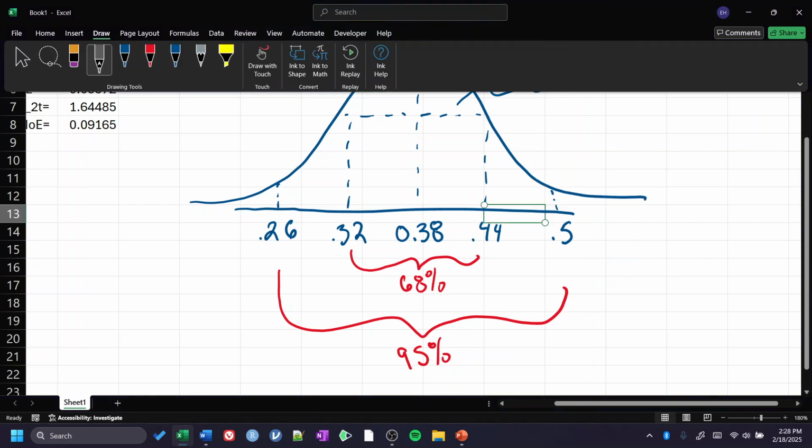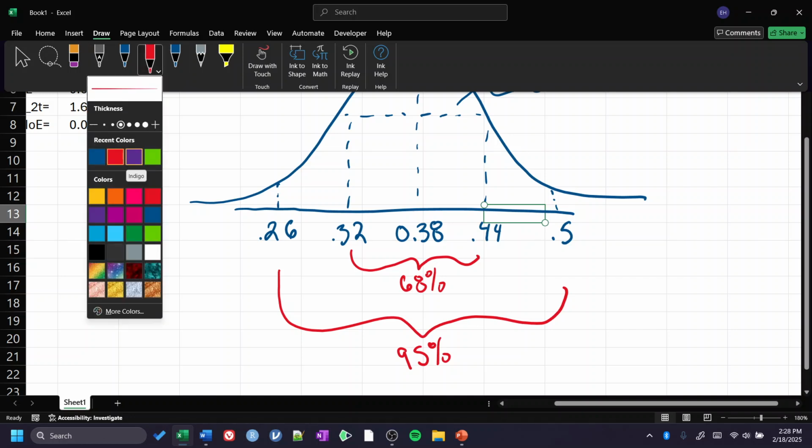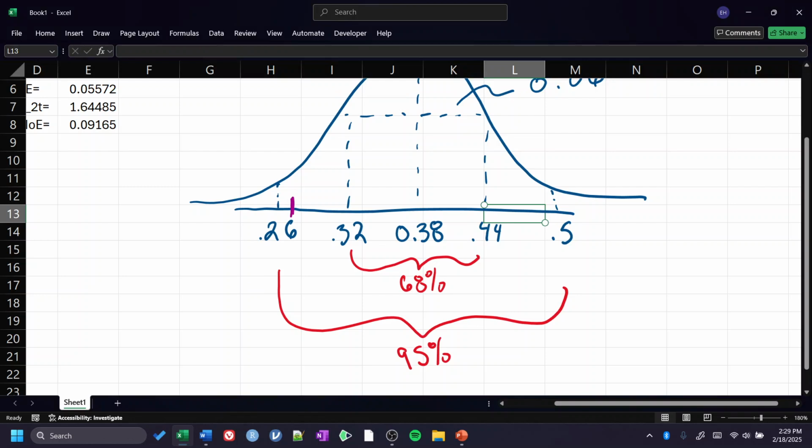I am confused why that's doing that. Okay, let me just change my color real quick. There we go. We'll make it this purple. I think 90% is just going to be a little bit on the insides of those two. So my guess is going to be something around 0.25 to 0.49. That's kind of my guess, right in that range.